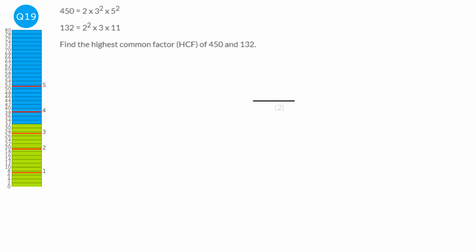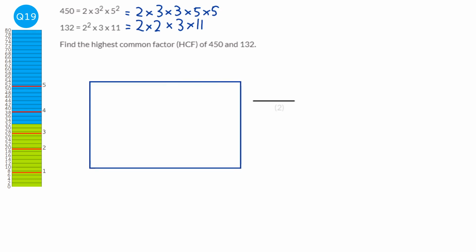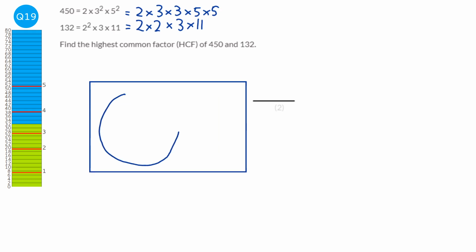So we're going to rewrite these numbers. Instead of squared, we're just going to write them out without index form. Just makes it a bit easier. And so I'm just removing the squares, and we're going to draw ourselves a Venn diagram. So let's just do a rectangle at the outside. I'm going to try and do some nice circles here. Try my best anyway.